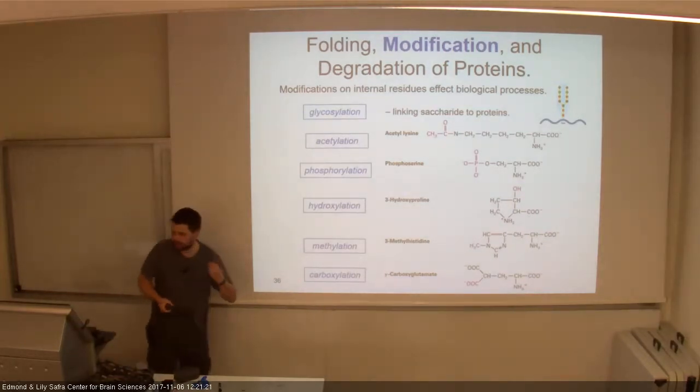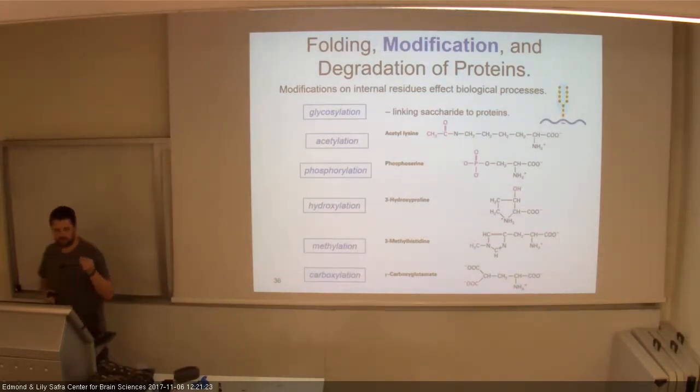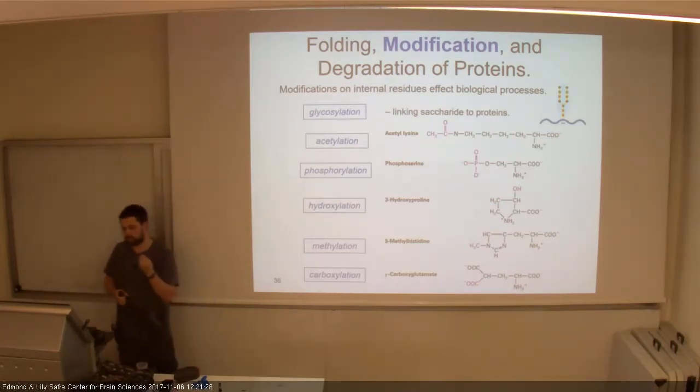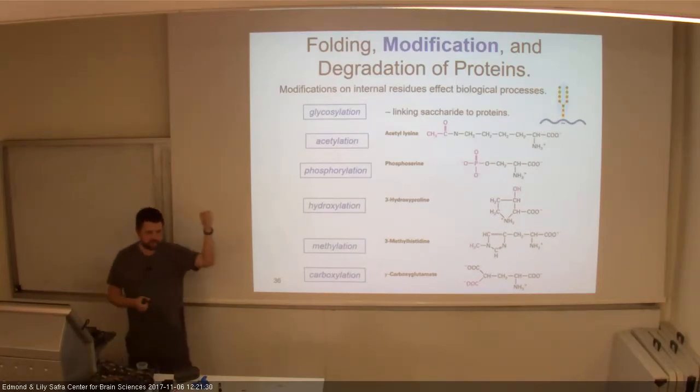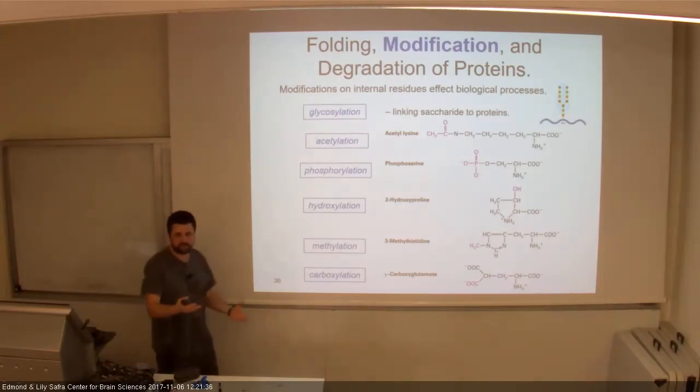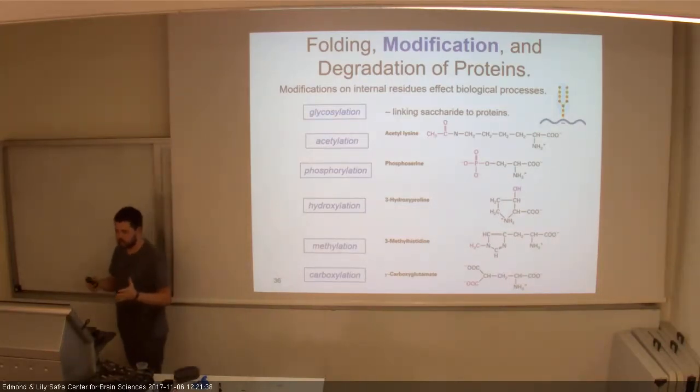So in the end, again, it's not important for you to remember exactly what type of modifications can happen. It's just important for you to see the richness of the differences that can happen to a protein or to amino acids after the protein is produced. So when the protein is produced, it's not the end of the line here.